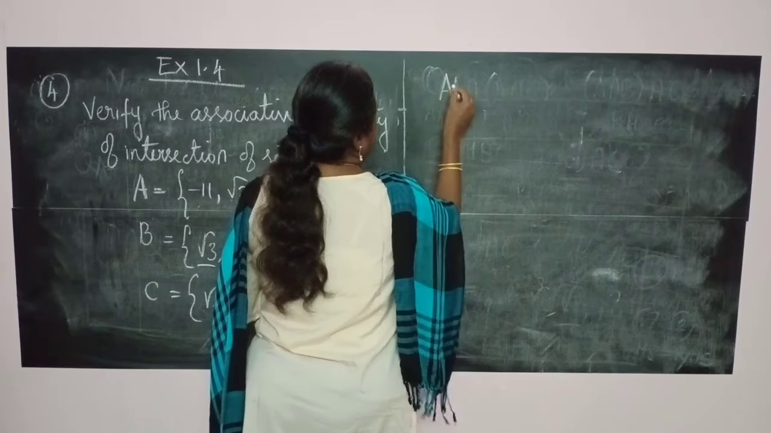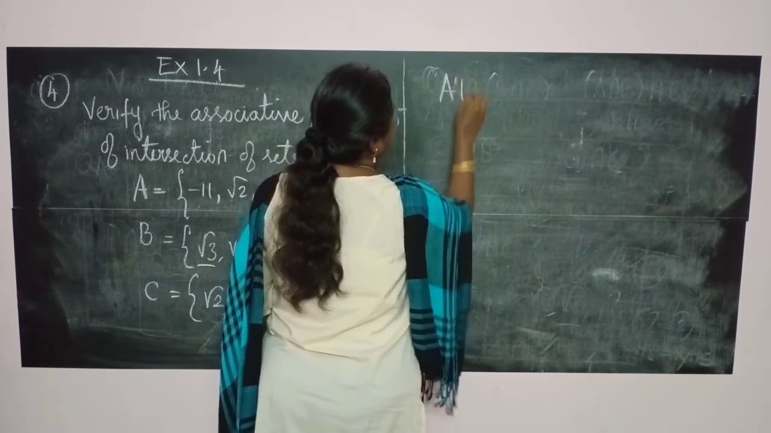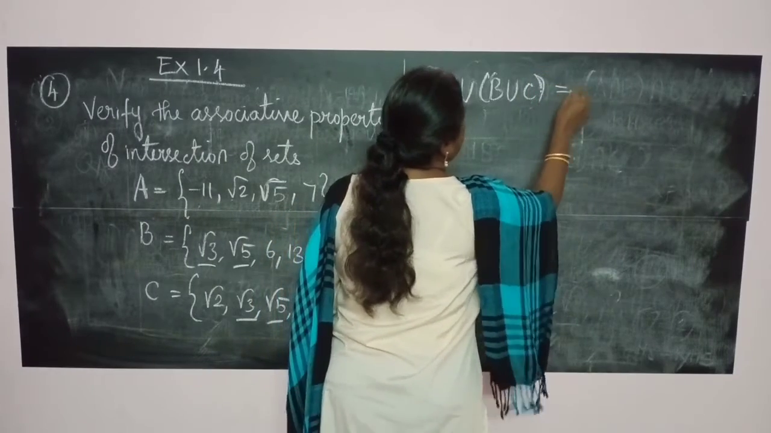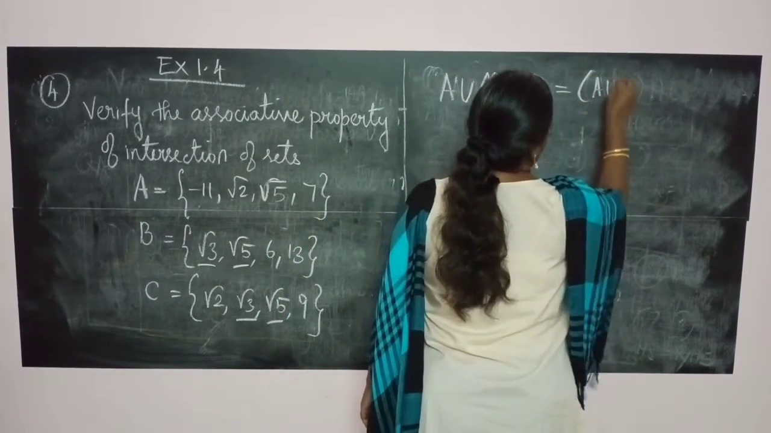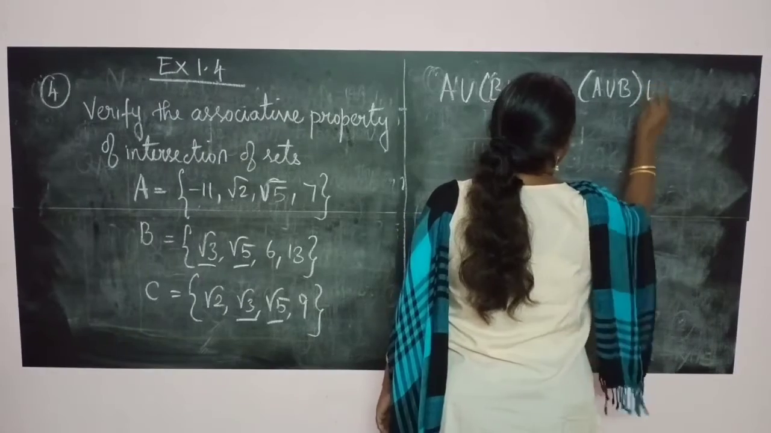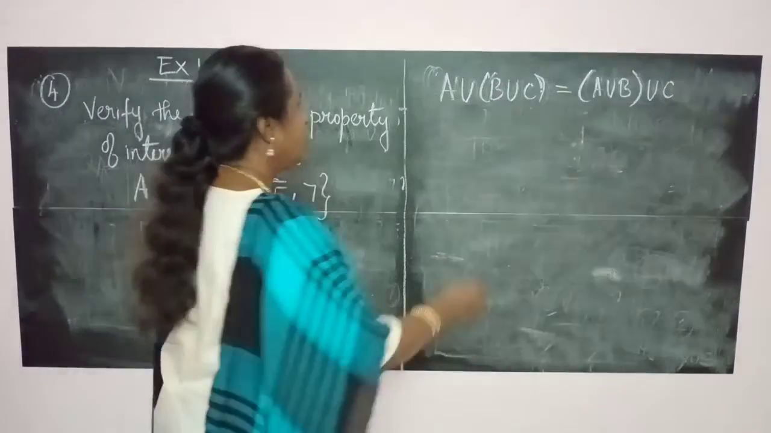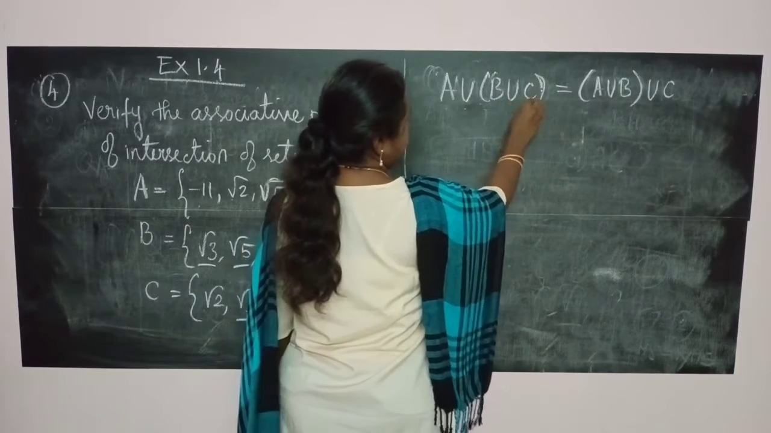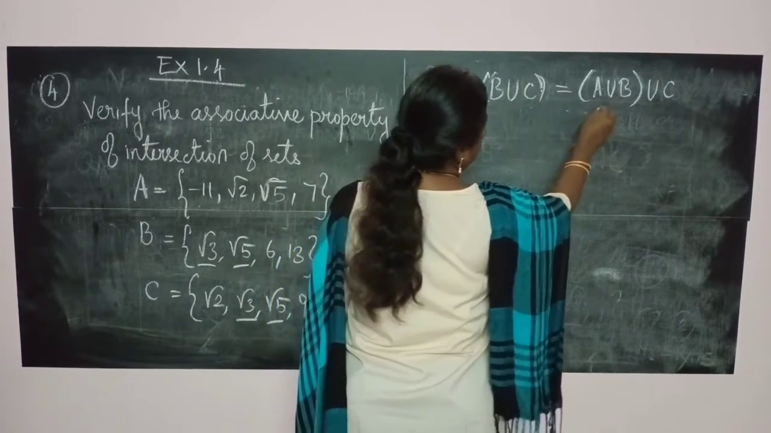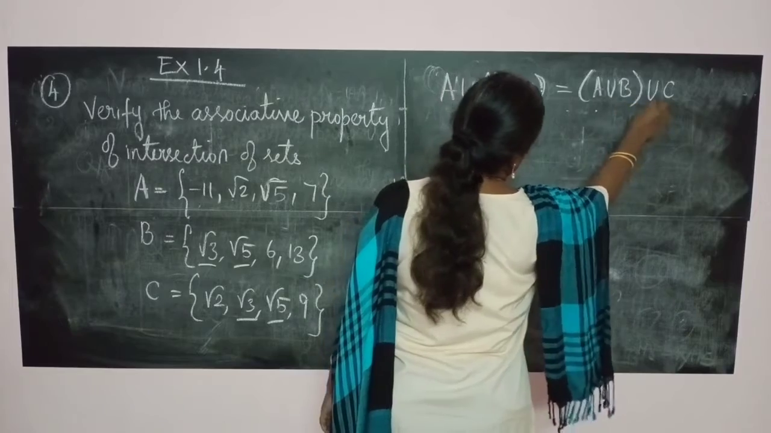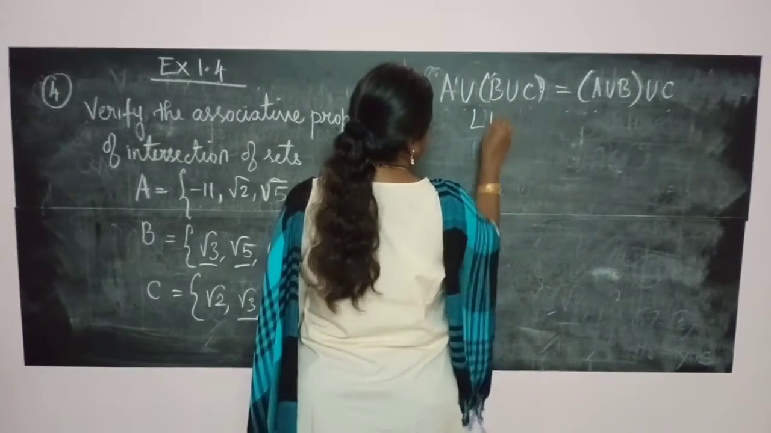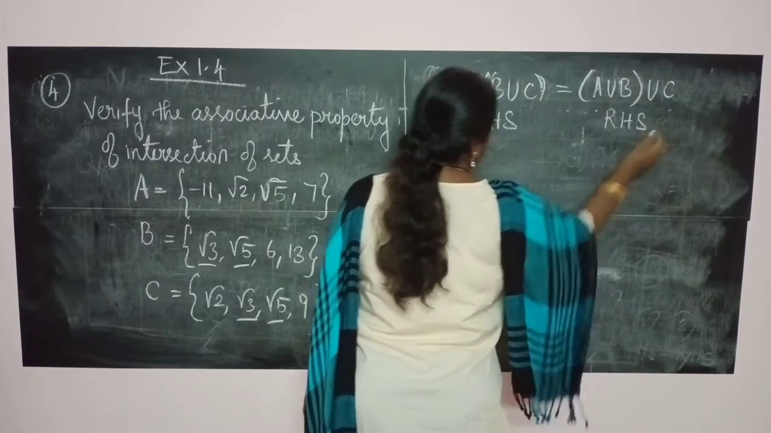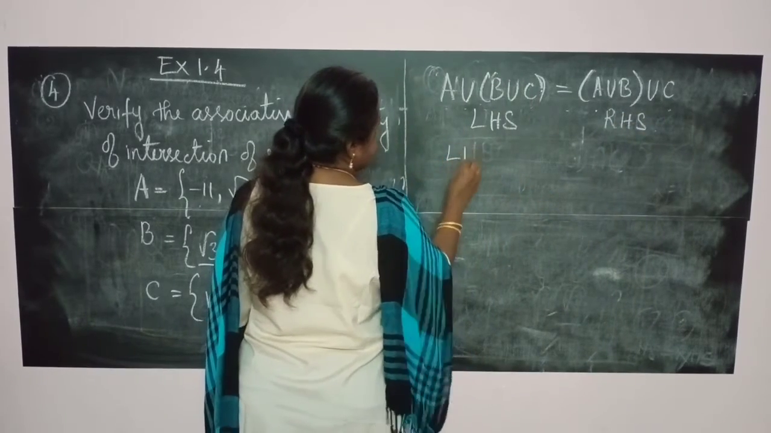Union is A union B union C is equal to A union B. Okay, for union it is A union within the bracket B union C is equal to within the bracket A union B union C. Okay, LHS side and RHS side, here also we are going to verify whether it is coming to be the same.